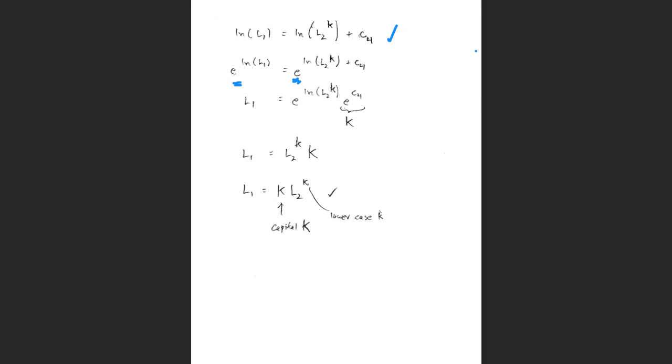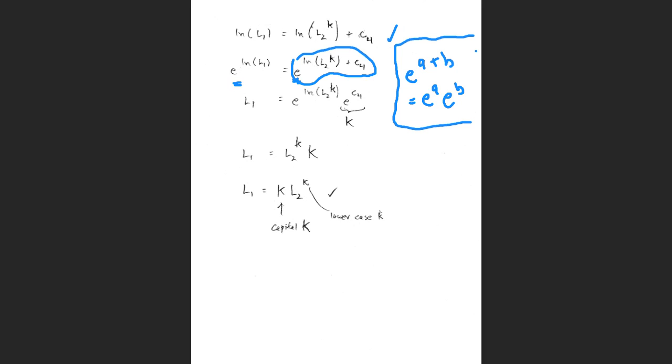On the right-hand side, if we remember, e to the a plus bth power is equal to e to the ath power times e to the bth power. So I can write the right-hand side of this equation as e to the power natural log of L2 to the kth power times e to the C4th power. And e to the C4th power, I'm going to call that big K, a capital K.